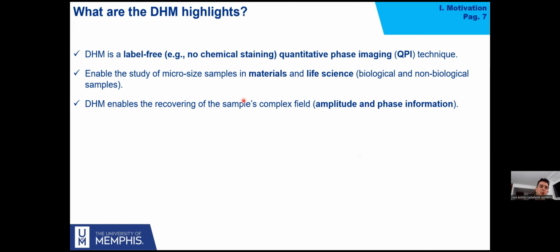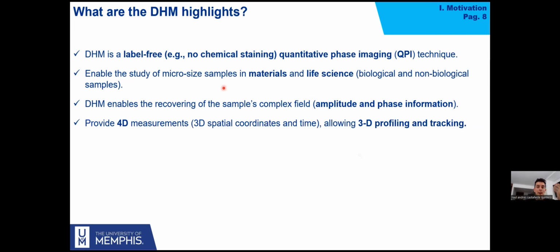Besides, DHM enables the recovery of the sample's complex field, which means that you can retrieve information of amplitude and phase, both of them at the same time. DHM has a relevant feature: you can obtain measurements through the spatial coordinates, axial and lateral, and at the same time, you can retrieve information over time. So it allows 3D profiling and tracking. You can obtain 3D tracking of samples.